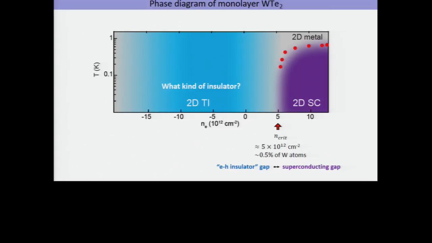And I want to emphasize that this transition from insulator to superconductor happens at 5 times 10 to the 12 centimeters squared, which is only about 0.5% doping, which my understanding is much, much smaller than the doping that you normally need in a material to get superconductivity, like in the cuprates or in a molybdenum sulfide, for example. You can dope them ionically. You get up to about 10% doping, and then you have superconductivity. Here, you just tickle it with a few extra electrons, and it becomes a superconductor. It switches from an insulator to a superconductor.